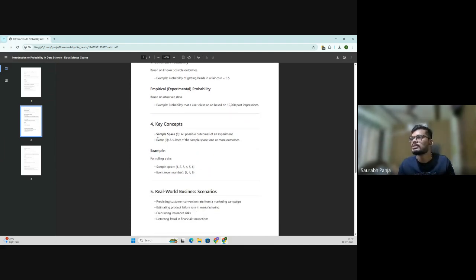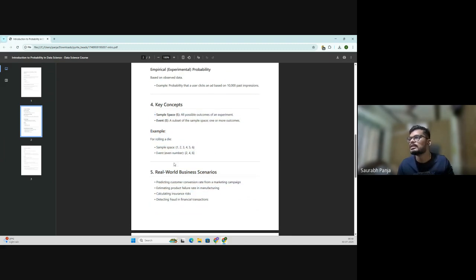Okay. Now key concepts are sample space, which is all possible outcomes, and an event, a subset of the sample space, one or more outcomes. I'll explain it going further. Let's say the example of rolling a die. The sample space can only have 1, 2, 3, 4, 5, 6. These are the possible outcomes. And the event is the probability of having an even number. There are only 3 even numbers out of 6, which is 2, 4, 6. So that would be 3 divided by 6, again half. There is a 50% chance that when you're rolling a die, it will be an even number or an odd number.